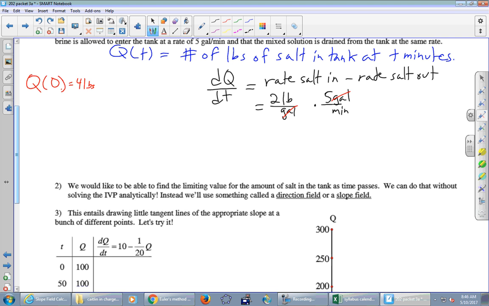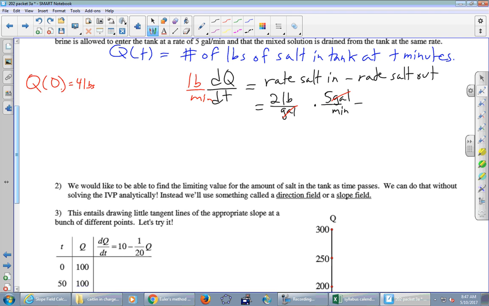And if we cancel the units here, the gallons, then we get 10 pounds of salt per minute are coming in. Agree? And if we had thought about the units for dQ/dt, well, we know there's supposed to be Q units over t units. What are the Q units? Pounds, and the t units, it's minutes. Okay, so we're getting exactly the right thing. 10 pounds of salt per minute are coming in. That's the rate that the salt is coming in, minus.